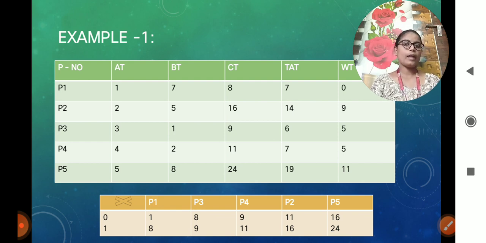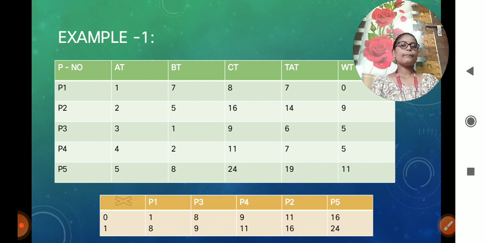We need to compare their burst times. Here the P3 process burst time is 1, so it is the least among all the burst times, and that process executes. Then the next is the P4 process, which is 2, and it is the least among P2 and P5, and then P2 is the least as compared to P5. Next P5 executes, and their completion times are 8, 16, 9, 11, 24 respectively.